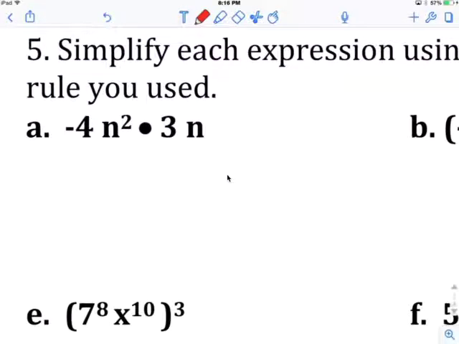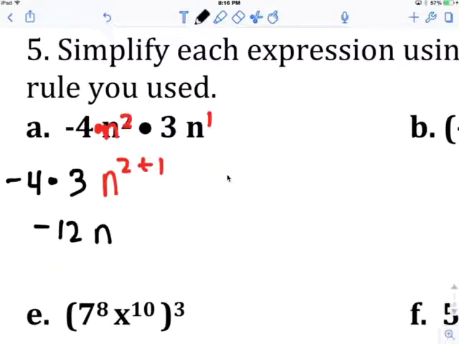No parentheses, so we're adding exponents if the bases are the same, like these two. 2 and 1, n to the third. N to 2 plus the 1. Show your work. -4 times 3, you get -12, n to the third.